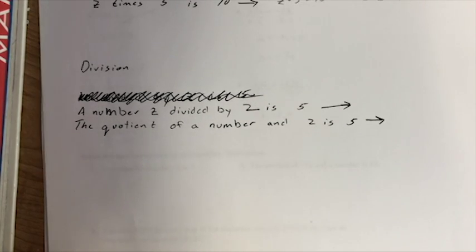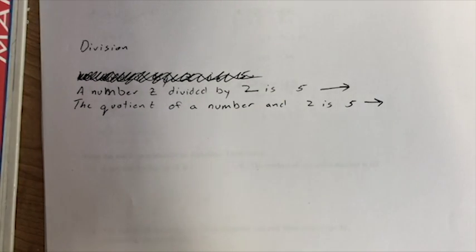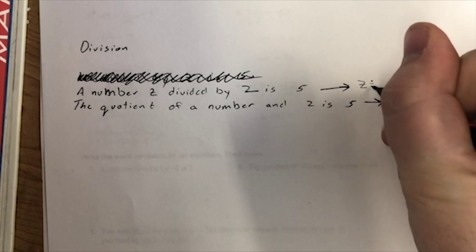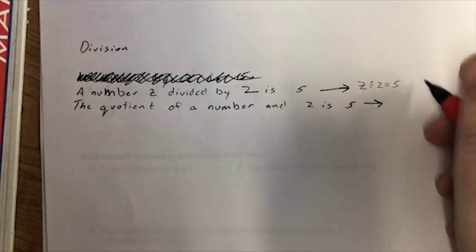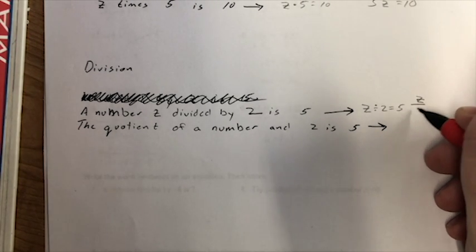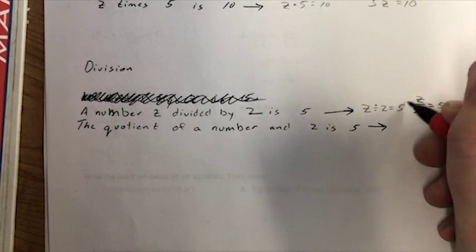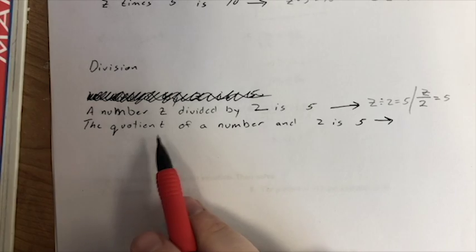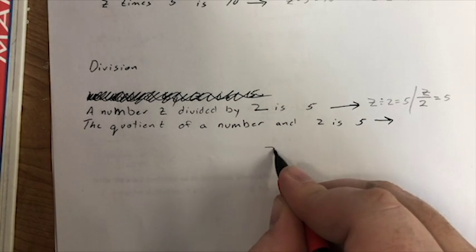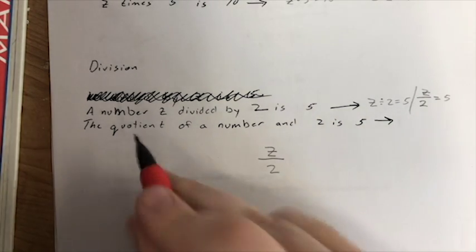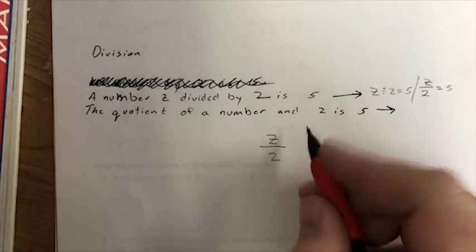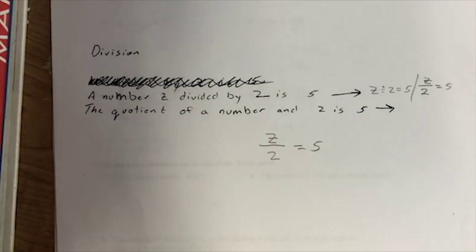Division is pretty much self-explanatory again. A number z divided by 2 is 5. So z divided by 2 is 5. Or we could rewrite it like what we've been showing you in the problems in this video. z divided by 2 is 5, okay? And it's the same thing with this last one. The quotient of a number and 2, so z divided by 2, because that's what quotient means. It means that we are dividing. The quotient of a number, z, and 2 is 5. So, pretty straightforward on that.